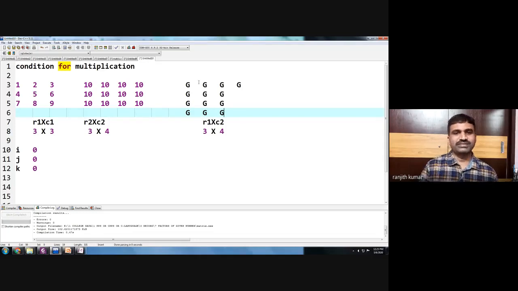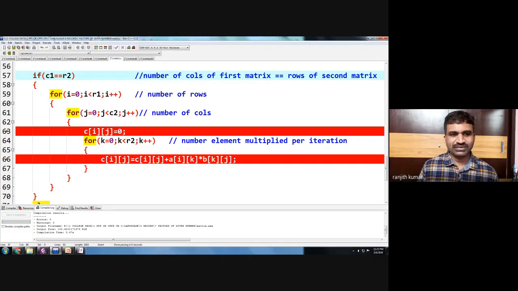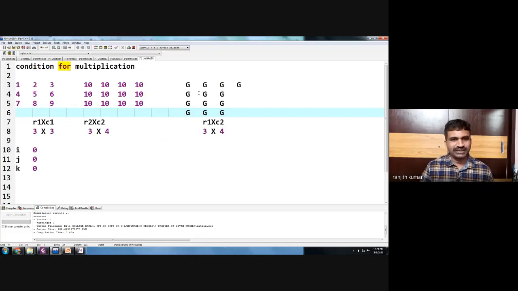Okay, clear. So this will be the resultant matrix, and initially you have garbage values. So that's why in the code we are writing, first C of ij is equal to 0. This statement will be executed. Okay, so initially C of ij is equal to 0. That is line number 1 that you have done.